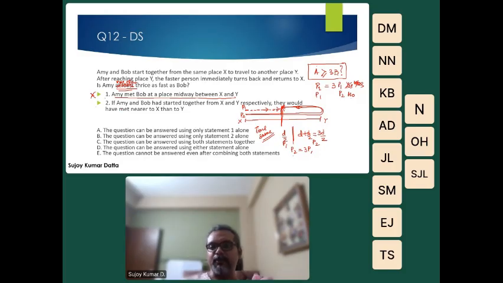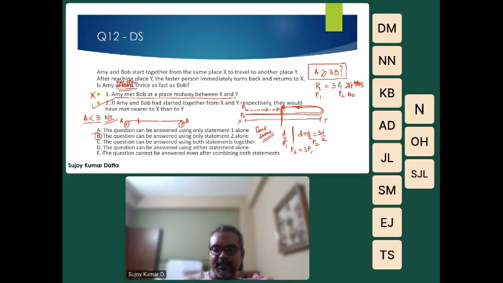Now if I look at statement 2, they're saying if they had started together from X and Y respectively. So that means A and B had started from X and Y respectively. Then they would have met nearer to X. That means B is faster and A is slower. A is less than B. Question is asking, is A more than thrice? Obviously, the answer is definite no. So 2 is sufficient. So we'll mark our answer B. Have we followed?